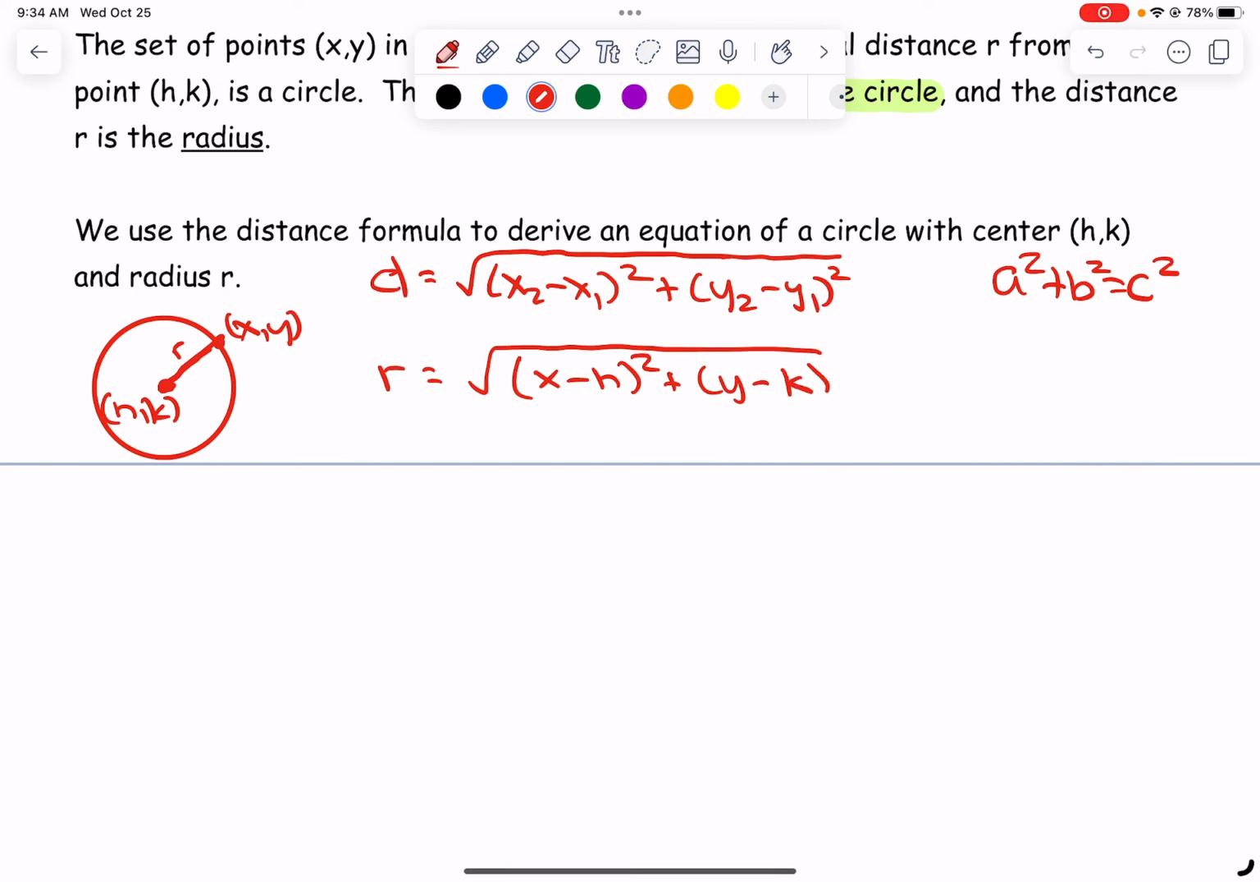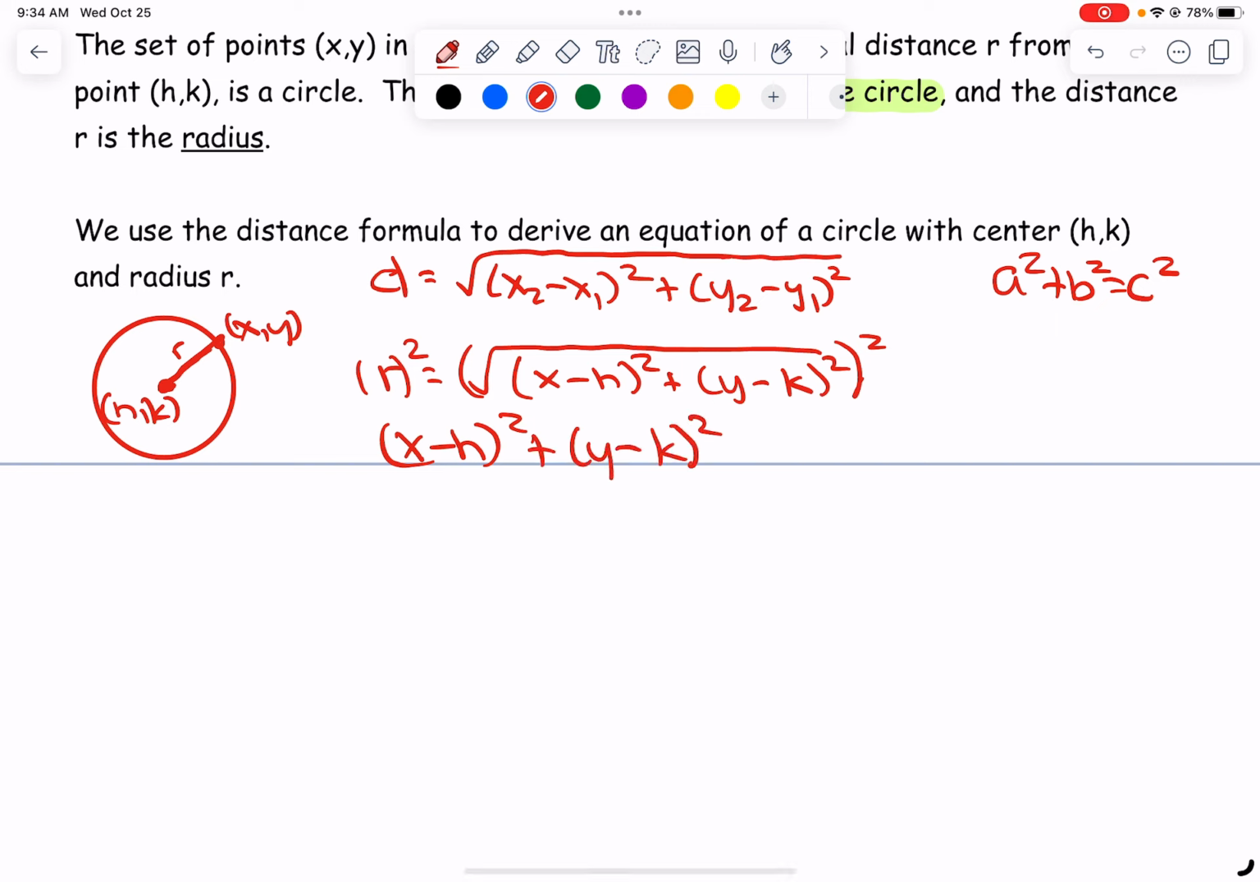Y sub 2 gets replaced with just y. Now, since we really don't want to deal with the square root, we're going to go ahead and square both sides. And thus we get the center radius form of a circle.